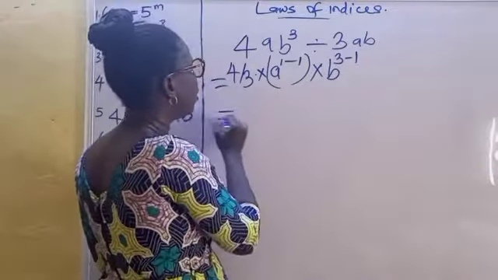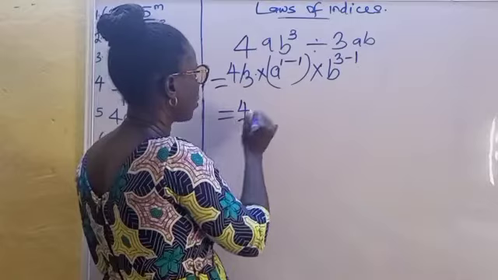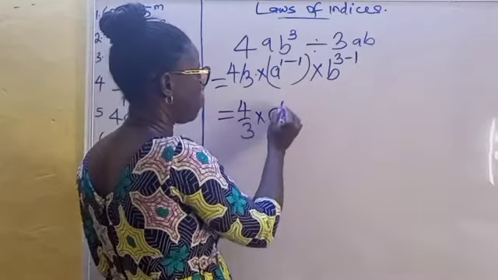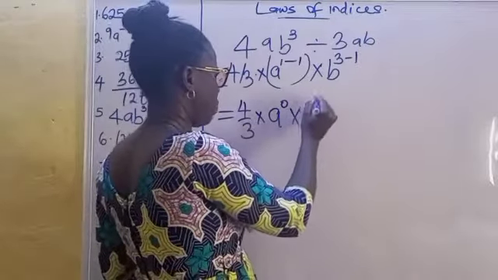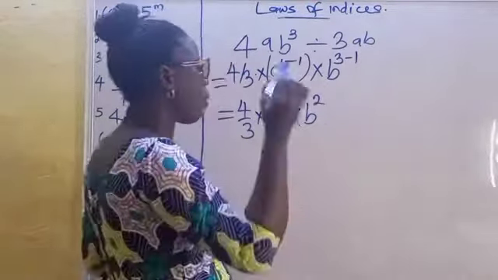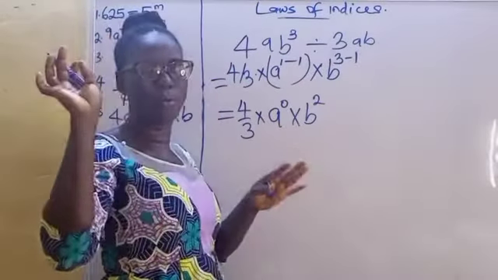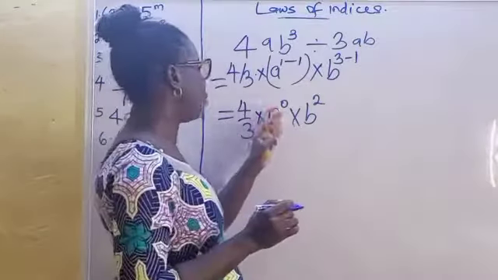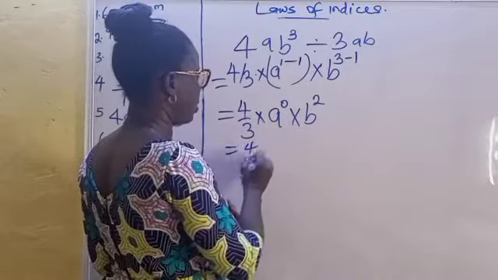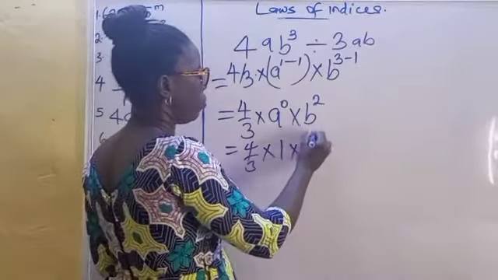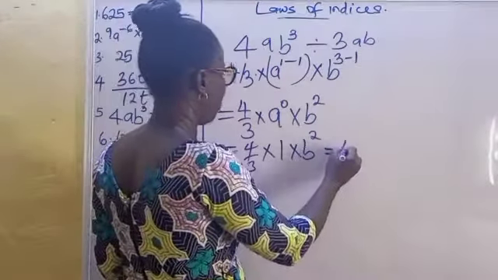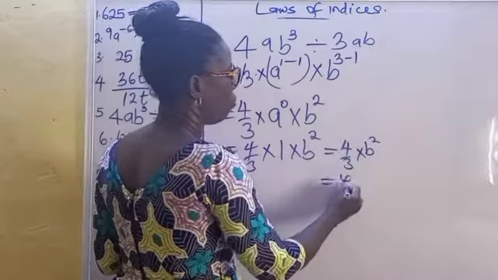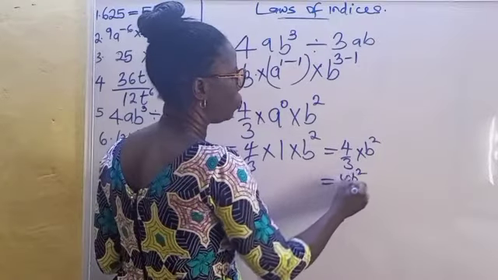So we have 4 all over 3, 1 minus 1, remember it is a raised to the power of 0, times b raised to the power of 2. Now remember that our zero index law actually says anything raised to the power of 0 is 1. So we know obviously that we have 4 all over 3 times 1 times b raised to the power of 2, which we can simply write as 4b2 all over 3.